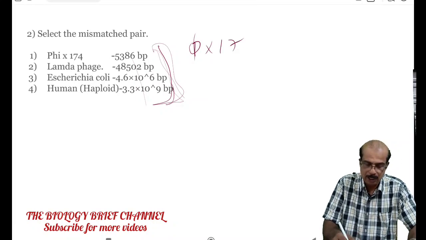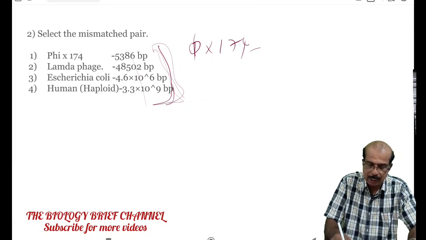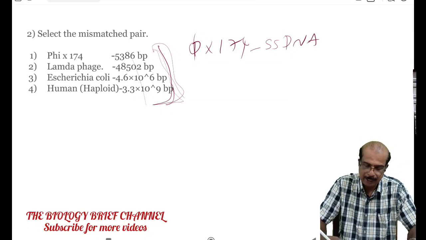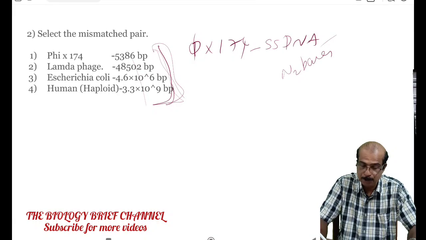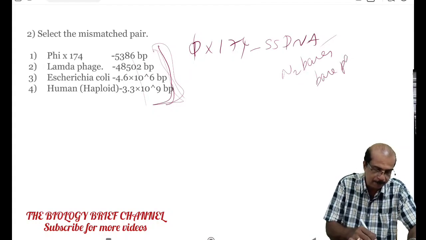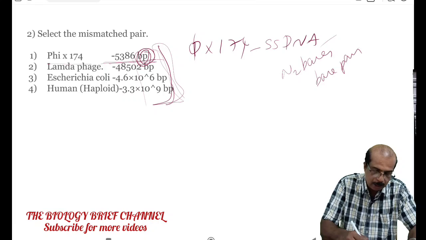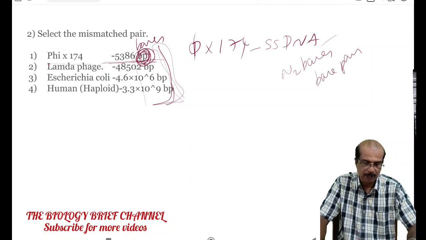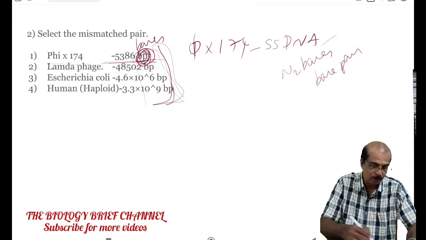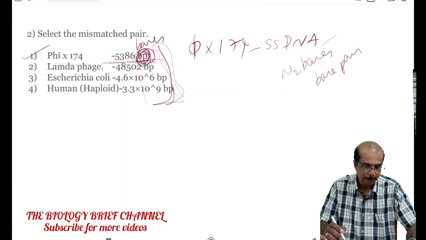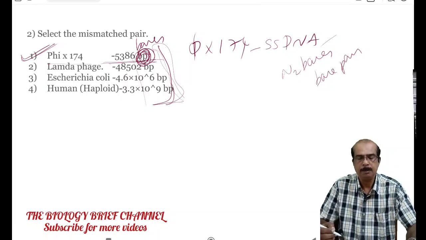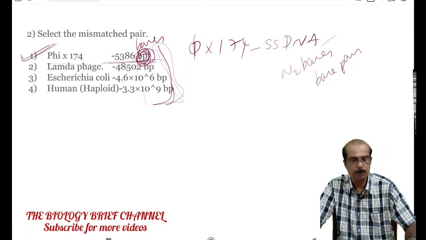5x174 is a bacteriophage which contains single stranded DNA. Therefore, in that DNA there are nitrogen bases or nucleotides, not base pairs. Here given 5x174 bacteriophage contains 5386 base pairs. This is a wrong statement. So, bases. 5x174 bacteriophage contains 5386 bases. So, the first one is a mismatched pair. Others are correct matching pairs. Yes, moving to third question.